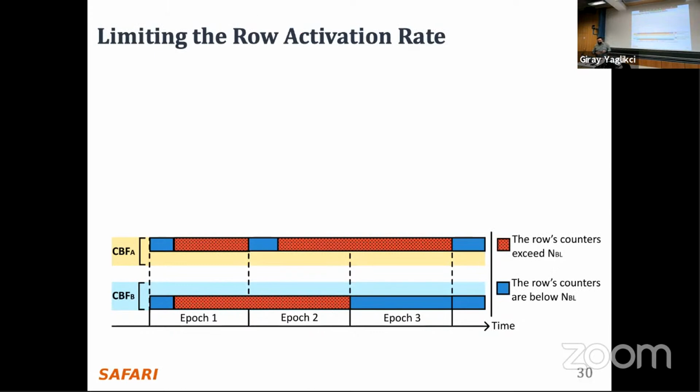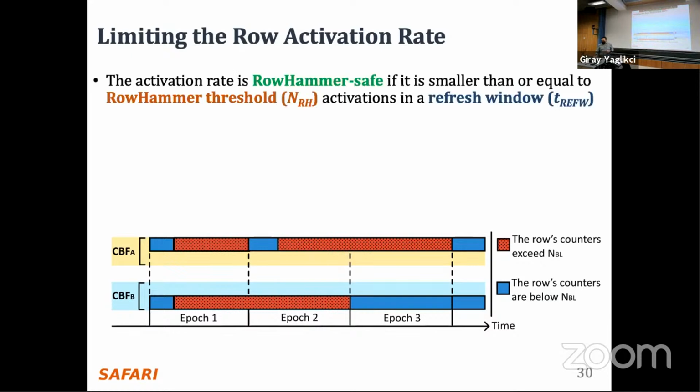To ensure RowHammer-safe operation, RowBlocker limits the activation rate of blacklisted rows at a RowHammer-safe level. An activation rate is RowHammer safe if it is smaller than or equal to the RowHammer threshold, or NRH activations here. You can also think of it as HC-first activations in a refresh window, based on different papers and different terminology.